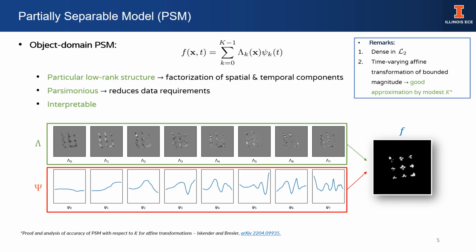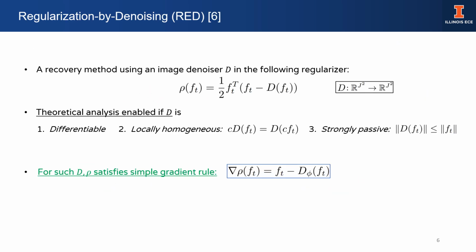A key component of our work is the PSM, which is the representation of a dynamic object by a series expansion of k spatial and temporal basis functions. PSM introduces a specific low-rank structure. It's parsimonious and interpretable. The other key component of our work is the regularization by denoising method.